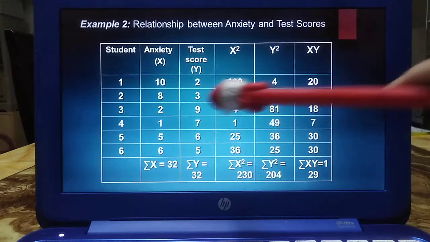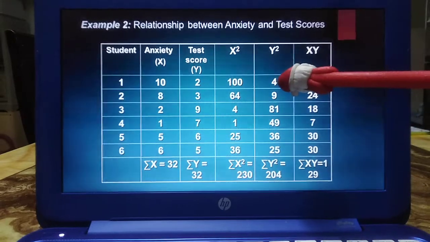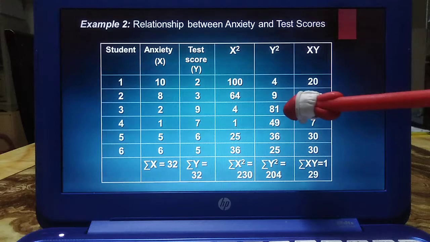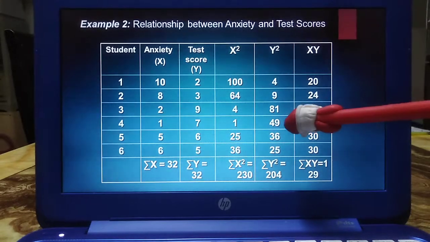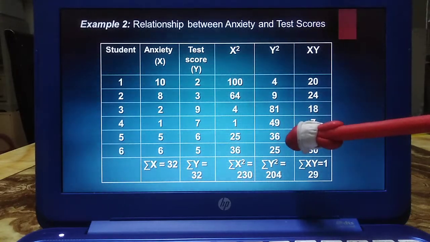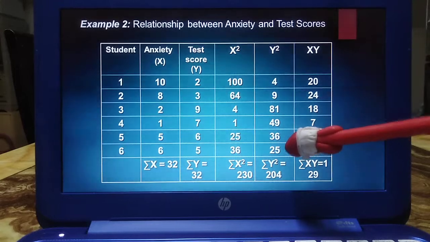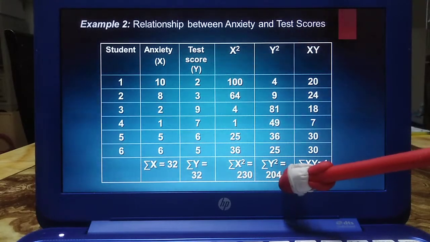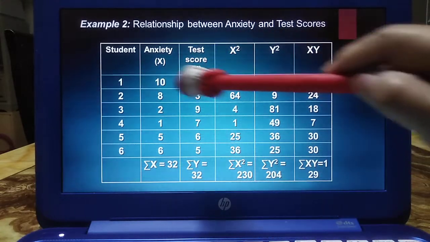We now square y. So 2 squared is 4. 3 squared is 9. 9 squared is 81. 7 squared is 49. 6 squared is 36. 5 squared is 25. Adding all of it, we get 204. And then we get the product of these two.